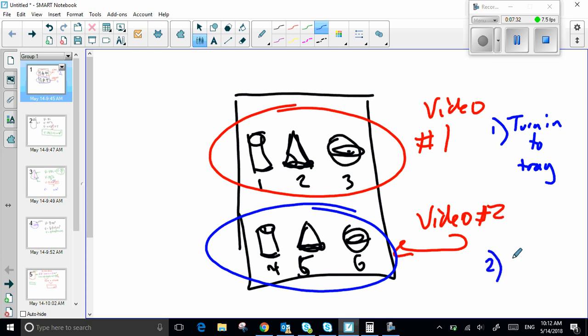Second part is you're going to work on digits. So log into digits now. You need to get to 80% tonight. That's what I expect from you. And then tomorrow we'll finish reviewing so we can take our quiz on Thursday.